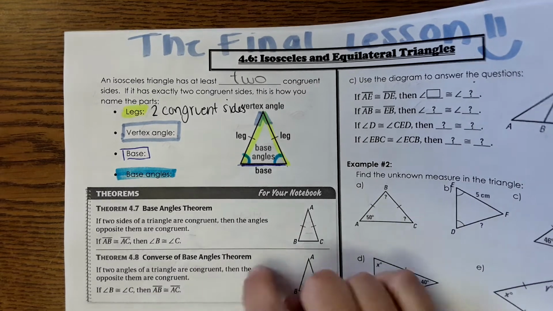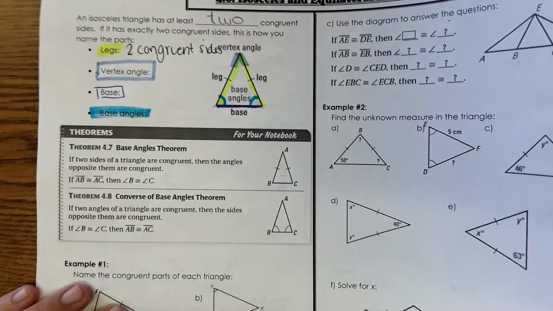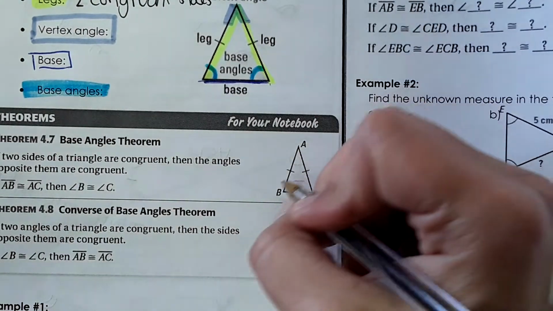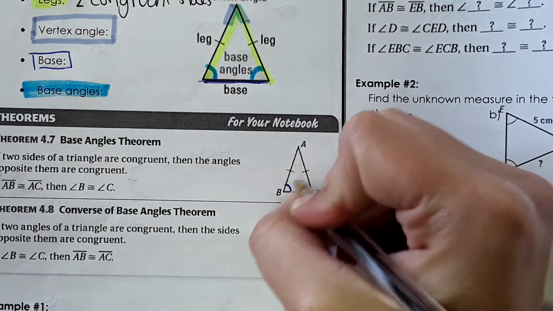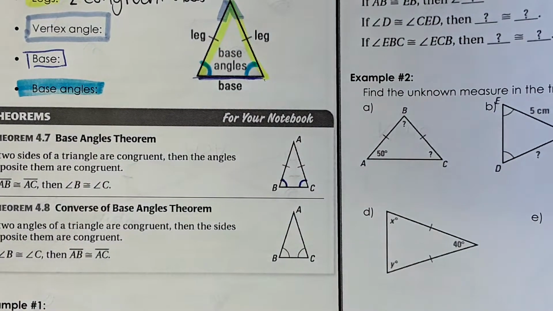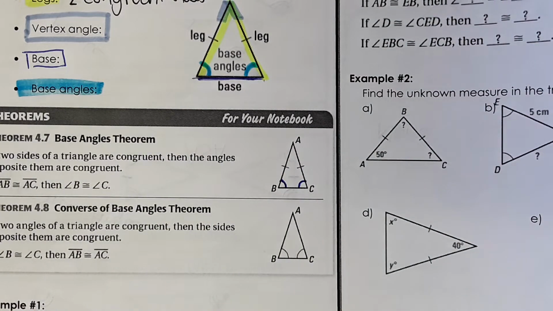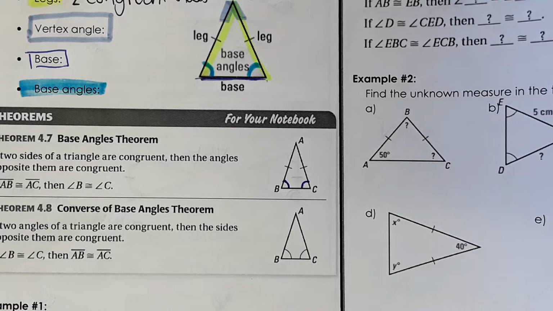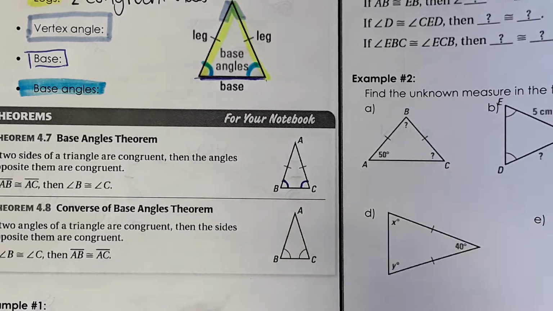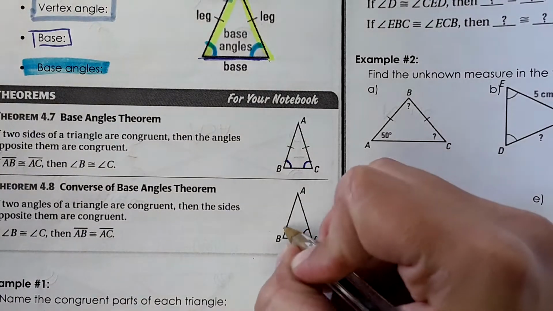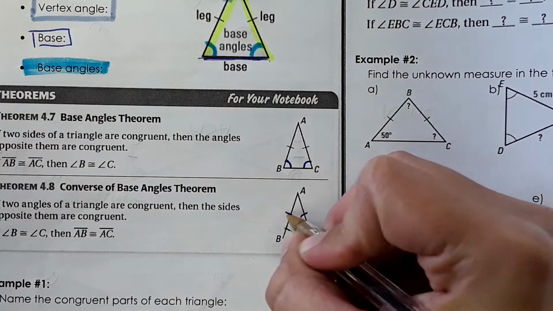Okay, then the theorems, I mentioned this on the board. It just means that if you have a triangle with two congruent sides, then the angles opposite those congruent sides are congruent. Sometimes this is called the isosceles triangle theorem, but as long as you recognize it, you're good. And then here, converse of the base angle theorem: if your base angles are congruent, then your sides are congruent.